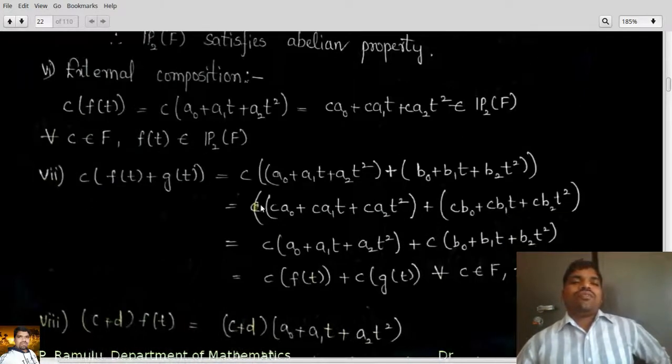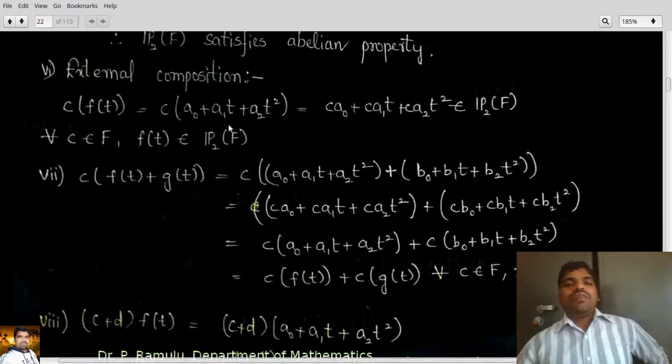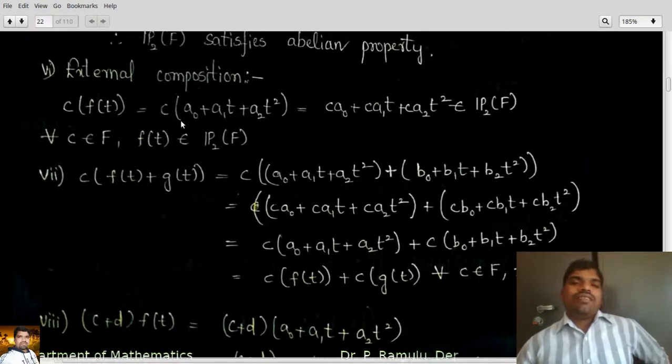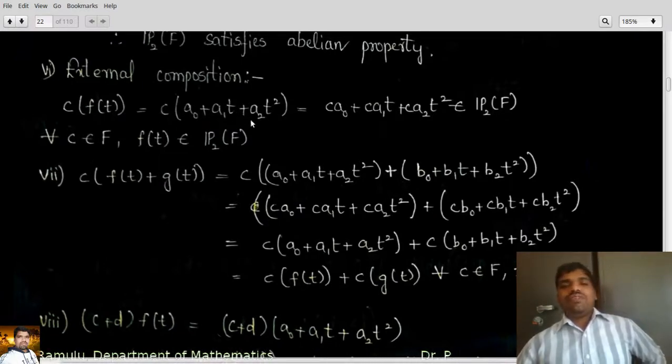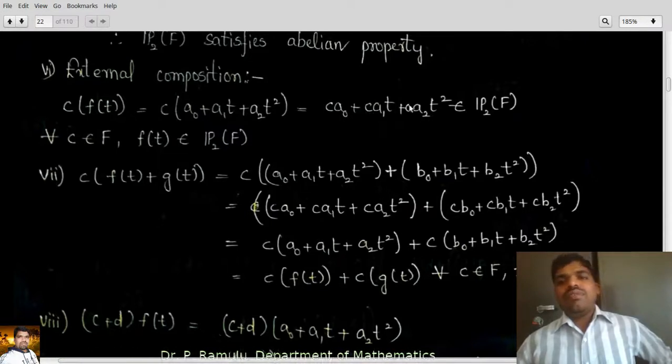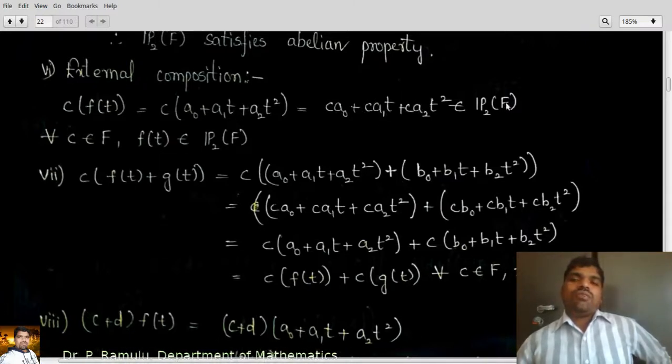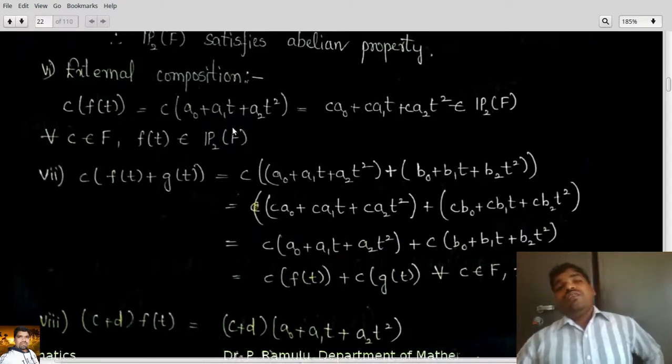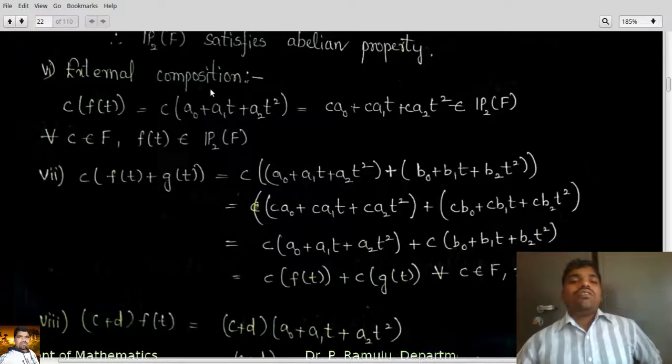External composition. c into f(t). c belongs to F, f(t) belongs to P2 over F. I am multiplying c by a0 plus a1 t plus a2 t square. That equals c a0 plus c a1 t plus c a2 t square. This element belongs to field F, this element belongs to field F, this element belongs to field F. This whole thing belongs to P2 over F. Therefore, P2 over F satisfies external composition over the field.